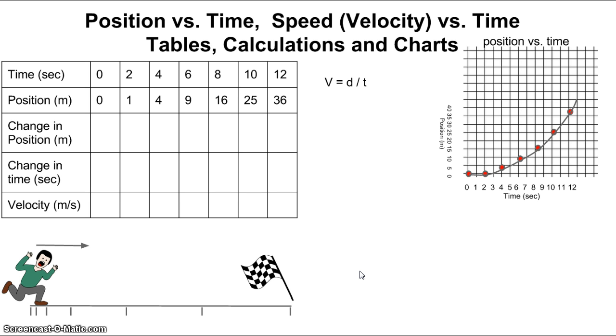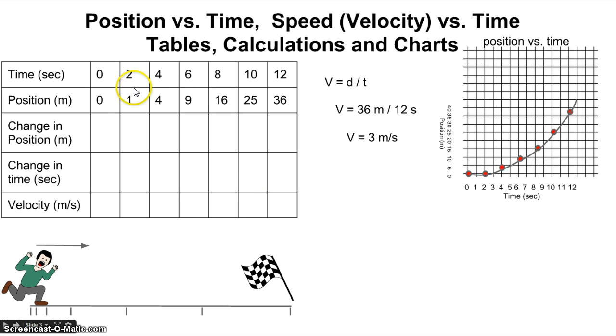Remember, velocity is just speed with direction. Speed is our distance d divided by time. And remember, this will be the distance since our last measurement and the time since our last measurement. We're looking at intervals. In this case, we traveled 36 meters in 12 seconds, so our average speed was 3 meters per second. But we can see that really doesn't represent our movement very well.